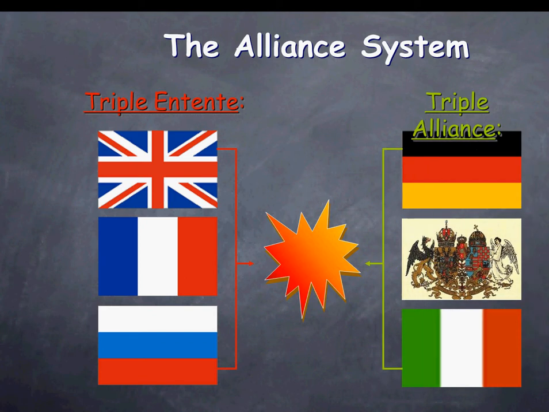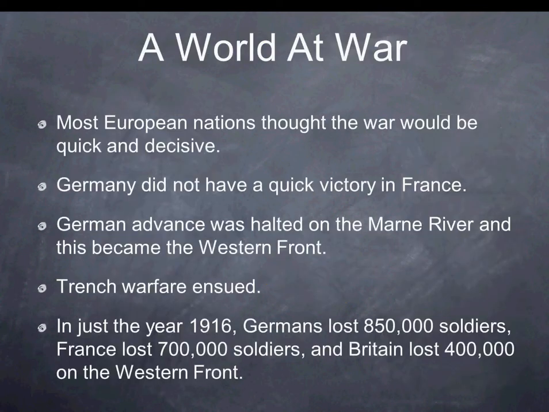The Triple Alliance and the Triple Entente. And you can see the British, the French, and the Russians. And you have Germany, Austria-Hungary, and the Ottoman Empire. And so this was the alliance system. You can see that the one at the bottom, the flag represents Italy, but Italy will switch sides.